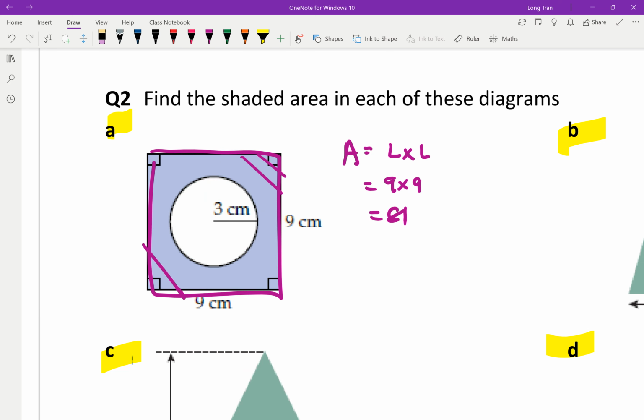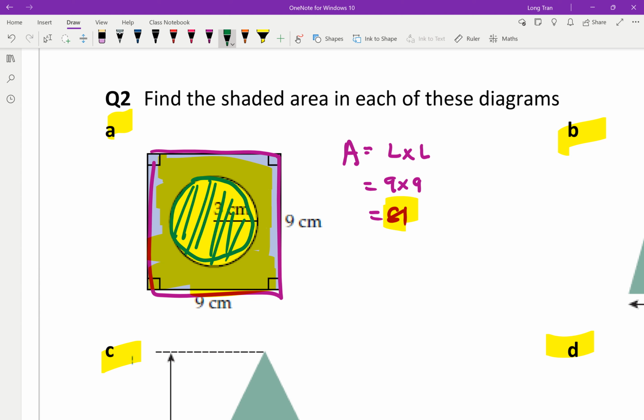Well, you literally do it. You literally find the area of the entire shape. So paint the whole entire thing, okay, and that would have been 81. That's the area of the entire shape. And then you cut out the circle. Cut that one out. True? Find the total area, and then minus the circle area. Then you're left with what you want.